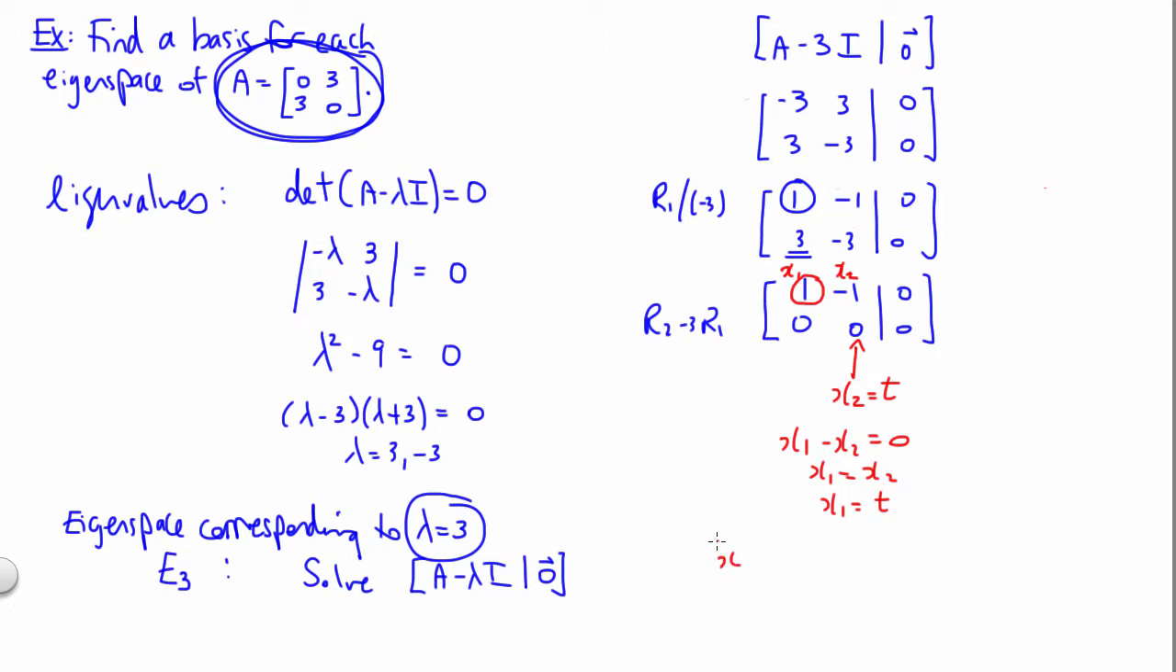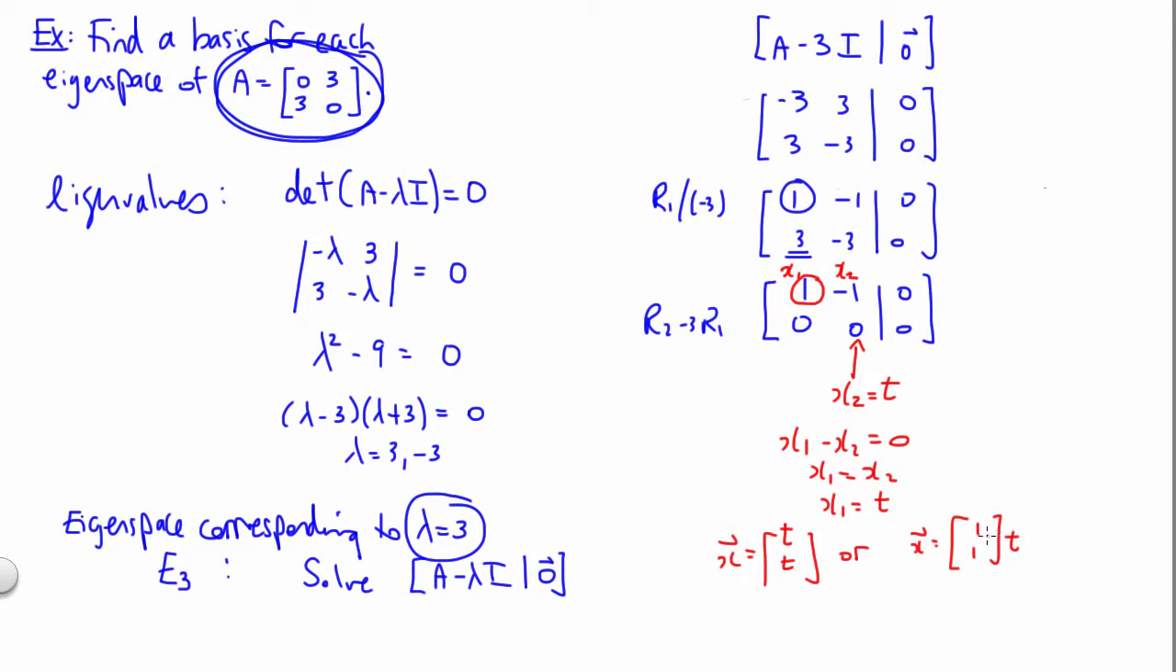So if we write up our vector x in vector form, both of our components are equal to t, and we could write that a little bit more concisely as x equals 1, 1 times t. So we could say x, the eigenvectors here, could be any multiple of the vector 1, 1.